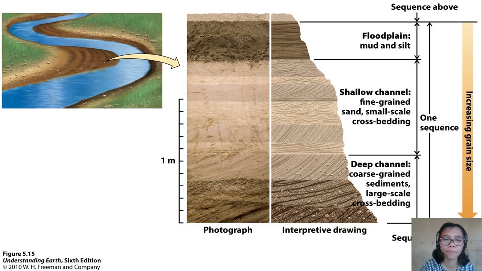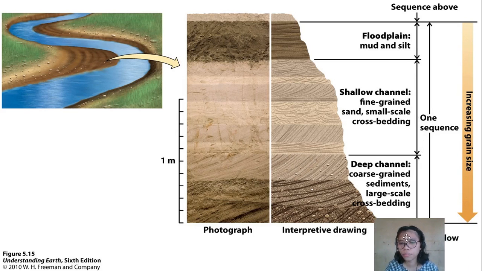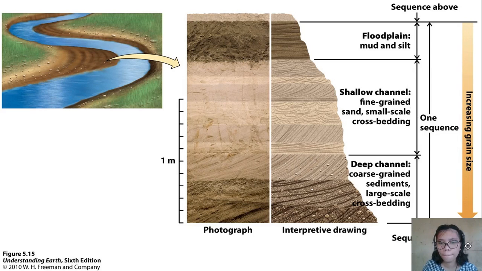Here is the graph of graded bedding. In the sequence above, we have the flood plain with mud and silt. Then one sequence: the shallow channel with fine-grained sand and small-scale cross bedding, and the deep channel with coarse-grained sediments and large-scale cross bedding. This is the photograph and the interpretive drawing.